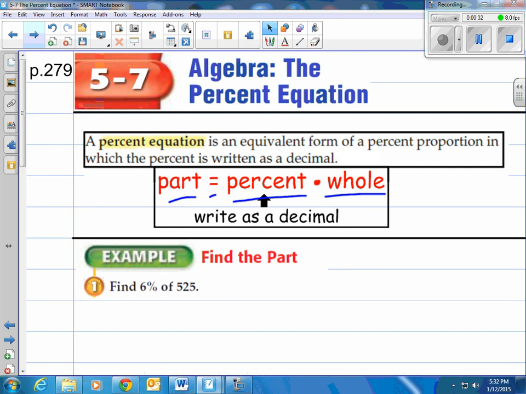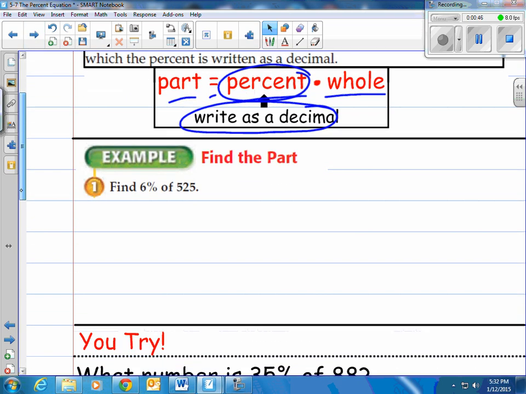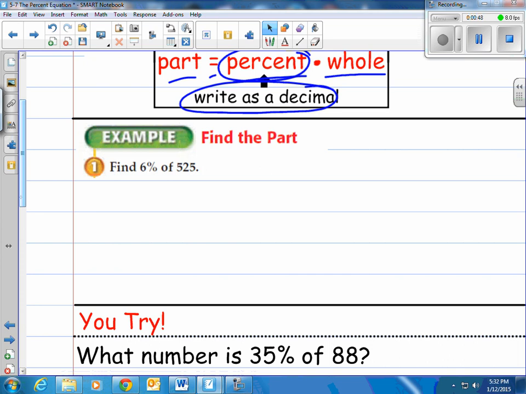These are words that you should know previous to trying this. Now, we have to make sure that our percent, of course, is written as a decimal. Let's do it in an example. I also call it translating. You can translate these directly into a math problem.